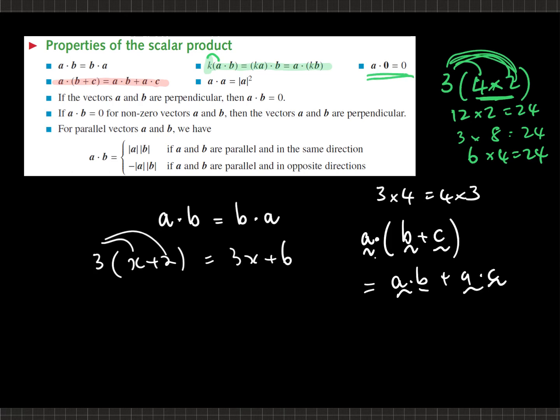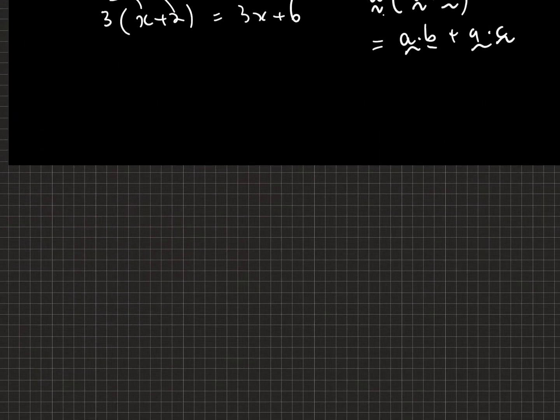This one over here, a dot 0 equals 0, pretty self-explanatory. Now the most important one of all of these is this one. If the vectors a and b are perpendicular to each other, then a dot b is equal to 0. Let's think about why. Remember, a dot b is the length of a by the length of b by the cosine of the angle in between.